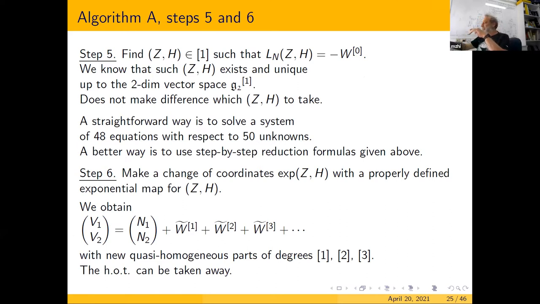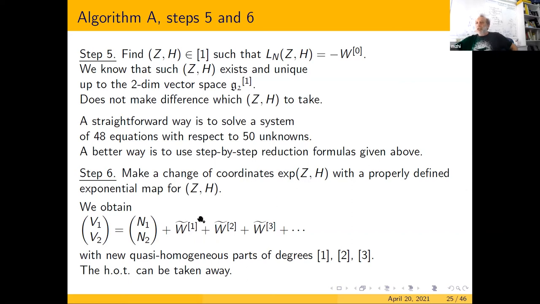Okay, so if you do not want to use my formulas, I can give explicit formulas for that, you can just ask Mathematica to solve 48 equations with respect to 50 unknowns, if you do it quickly enough, but a better way is to use a step-by-step reduction formula, which I gave. So we can find this ZH, and now instead of making a change of coordinates, identity plus Z, for change of coordinates of K by H, it's much better to define properly, which is easy, the exponential map, not only for the parabolic field, but also for the pair ZH. You understand how to define it, and then applying this guy.